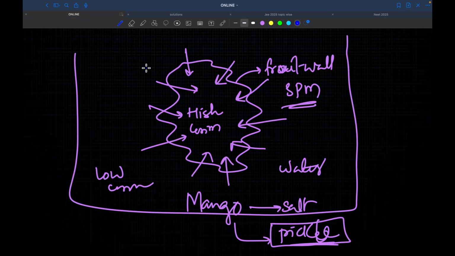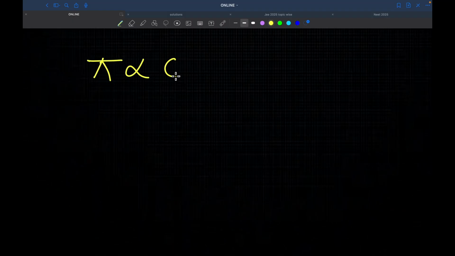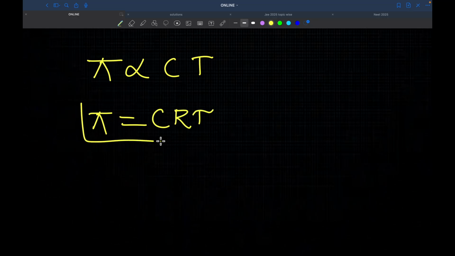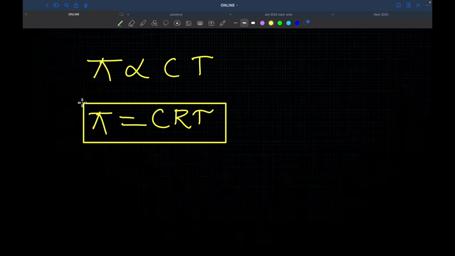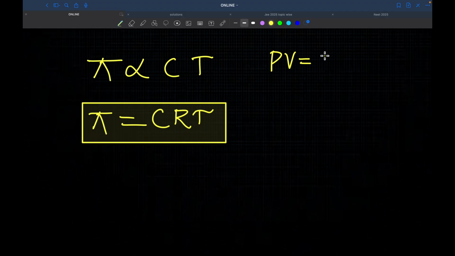So osmotic pressure we denote by pi, and pi is directly proportional to C and T, concentration and temperature. So we will write pi equal to CRT. This can also be derived from a formula. We have the ideal gas equation, PV equal to nRT. Right, this is the ideal gas equation.